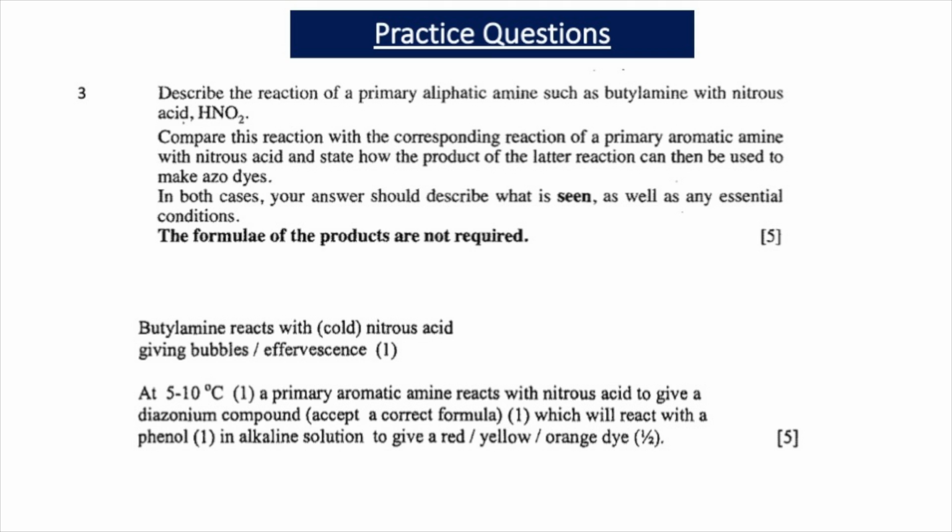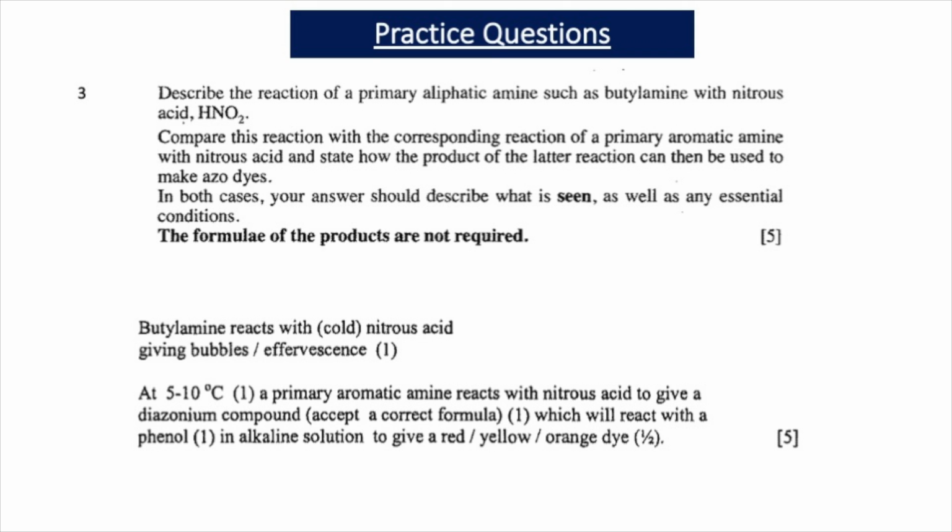So if you said butylamine, the primary aliphatic amine, reacts with cold nitrous acid, giving bubbles or fizzing, that gets you 1 mark. And if you then said that with cold nitrous acid, so they've quoted on this mark scheme 5 to 10 degrees C, but you could write down 0 to 10 degrees C or 0 to 5 degrees C, as long as you state that it's cold, you would say that this produces a diazonium compound. So there's 1 mark for the temperature and 1 mark for the idea of a primary aromatic amine producing a diazonium compound.